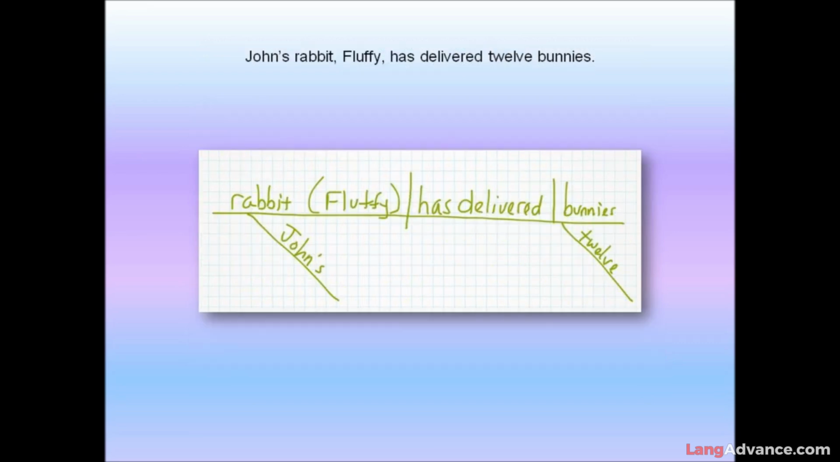John's rabbit Fluffy has delivered 12 bunnies. Rabbit is the subject. Fluffy renames the subject. Has delivered is the verb. Bunnies is the direct object. John's describes rabbit and 12 describes bunnies.